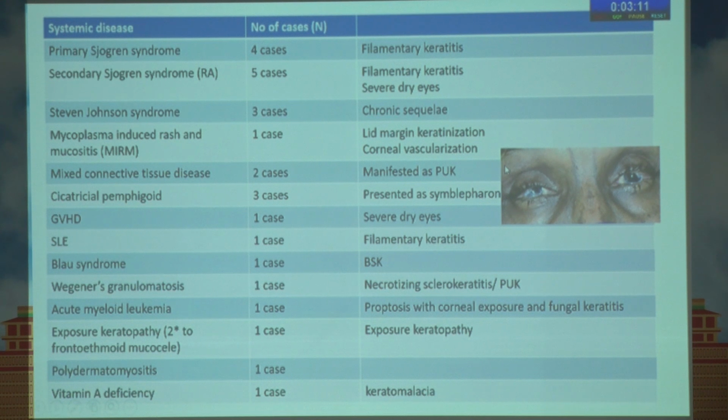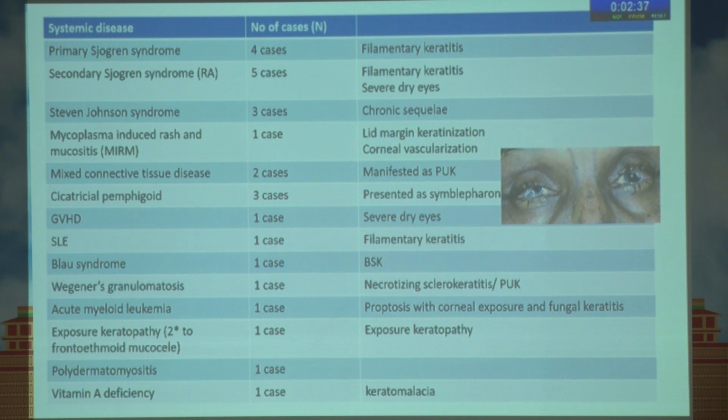So these are the systemic diseases that we encountered, and the clinical feature, that is the corneal manifestation. Primary Sjogren syndrome and secondary Sjogren syndrome manifested as severe dry eye, filamentary keratitis, and confluent SPKs. Patients with Stevens-Johnson syndrome and mycoplasma-induced rash and mucositis presented with lid margin keratinization and corneal vascularization. Patients with GVHD and SLE again presented with a severe dry eye picture. Patients with Wegener's granulomatosis presented as necrotizing sclerokeratitis and peripheral ulcerative keratitis. Patients with vitamin A deficiency presented as keratomalacia.